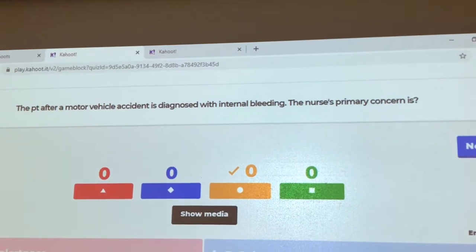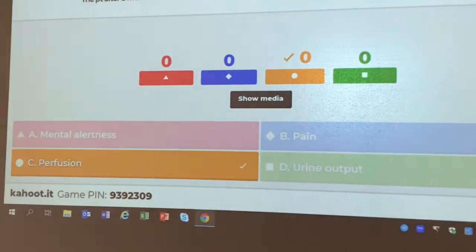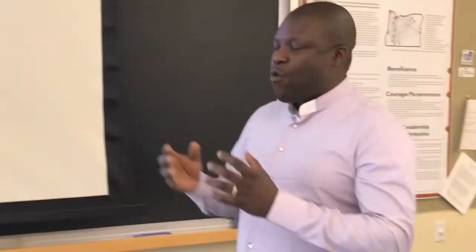Well, A says mental alertness, B says pain. I want you to know that in the NCLEX exam, all pain is regarded as a psychosocial need except for chest pain. If a patient is having chest pain, it becomes a serious concern. But if it is not chest pain, if it is ordinary pain, of course, it's considered a psychosocial need. That is the way the questions most times see these things.